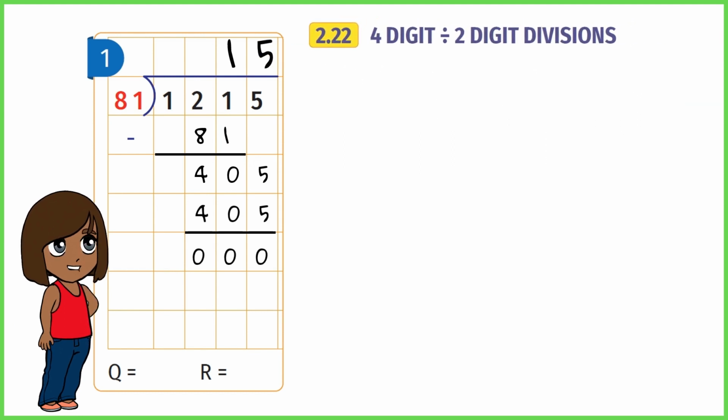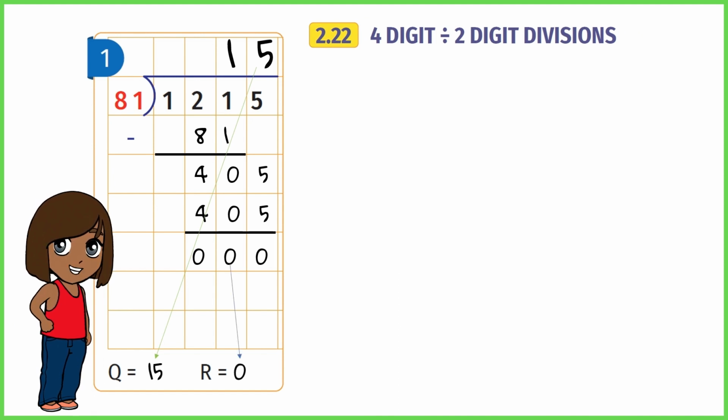We get quotient as 15 and remainder as 0. And we are done. Have fun.